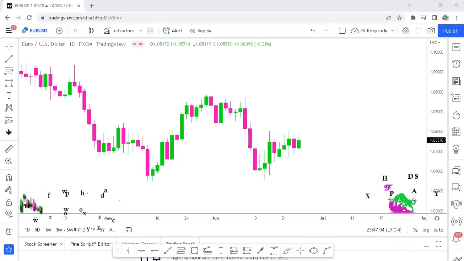Today we're doing some top-down analysis on the Euro USD dollar and then the British pound USD dollar.